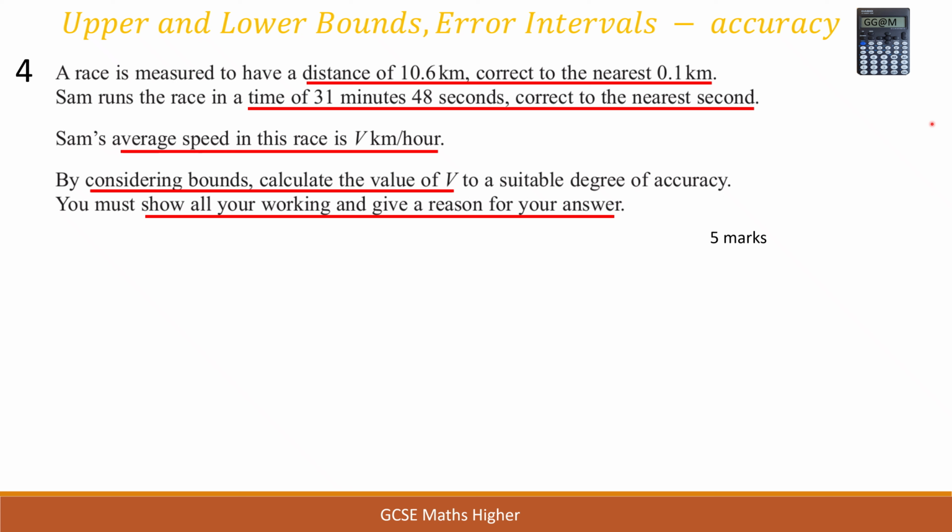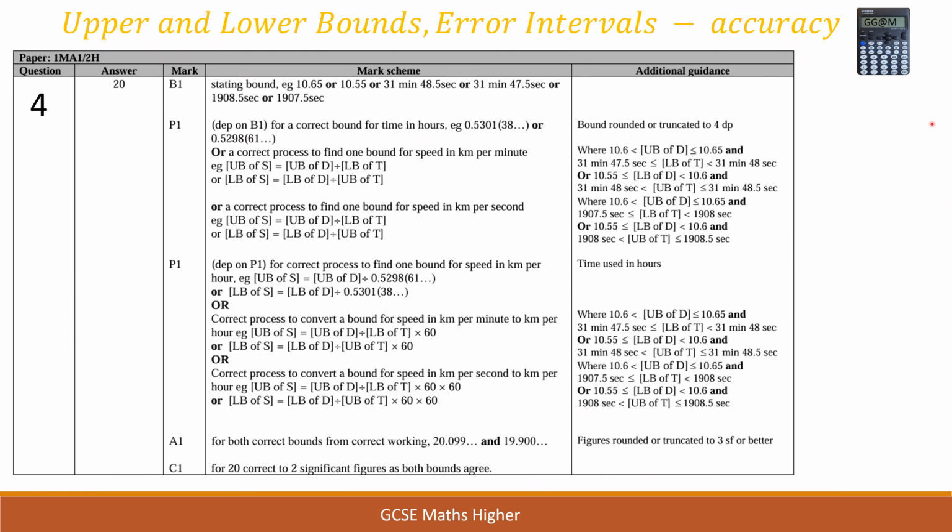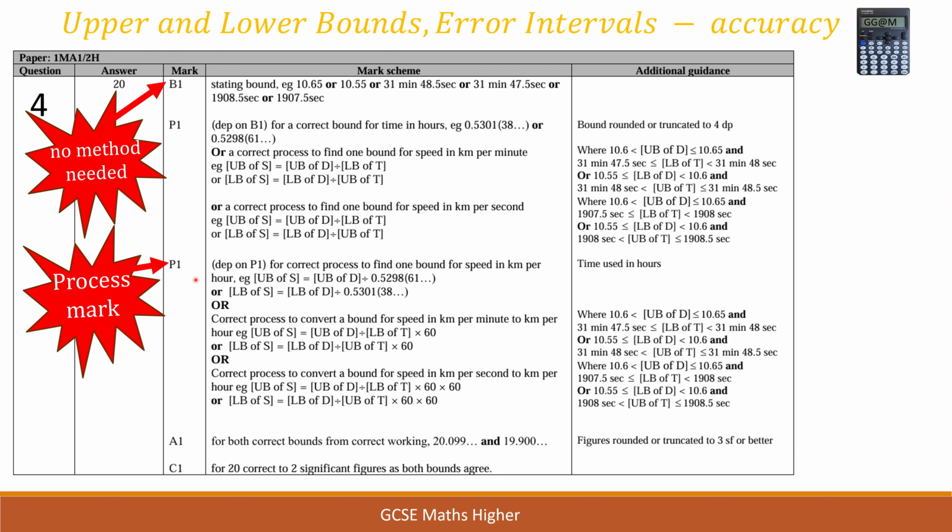Fantastic. Hopefully you've had a go at doing this question and you've managed to come up with an answer. So the mark scheme shows the answer should be 20. Okay, these are the 5 points where you would get the marks. The B1 up here means no method is needed to state what the bounds are. The 2 P1s here, okay, these are process marks. So if you tried to do the process correctly, you would still get a mark. And A1 is an answer mark, so that's an easy one. That just means you've got the answer correct.